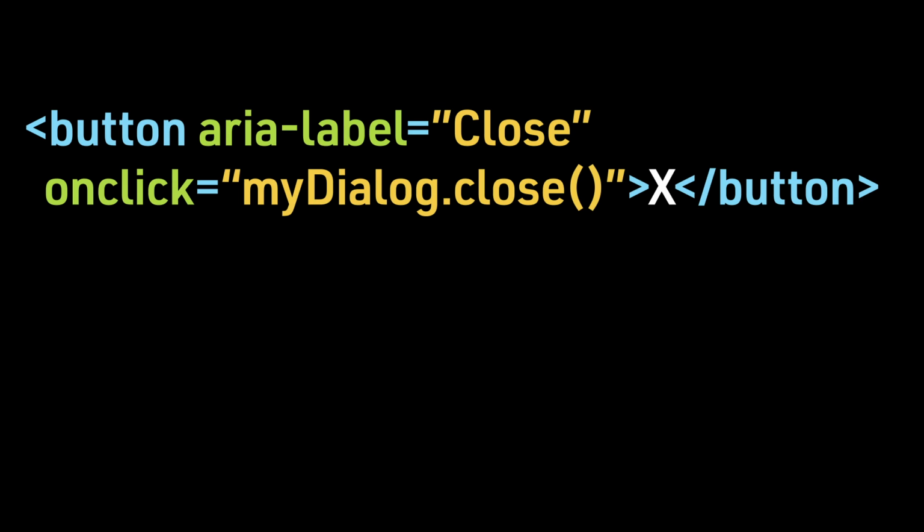Button opening tag. Aria-label equals close in quotation marks. On click equals my dialog.close open parentheses, close parentheses in quotation marks. X button closing tag. We are using Aria Label in this example because the label text for the button is not visible on screen. In this case, the user only sees the letter X, which is understood to be close by sighted users. But the Aria label describes the action that will occur and reads out that action to someone using a screen reader.